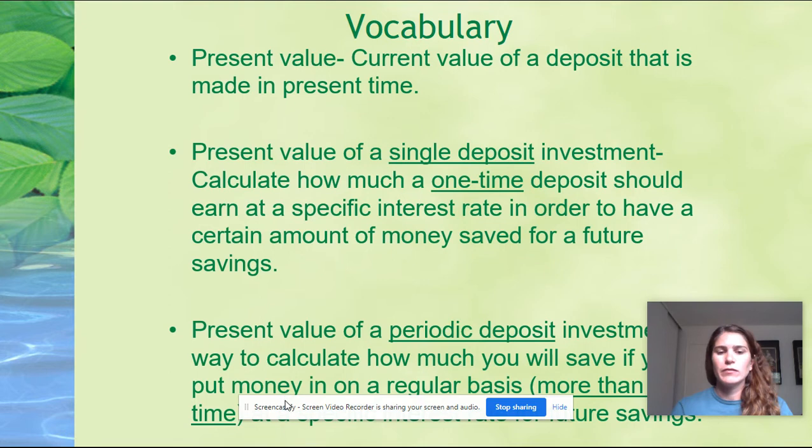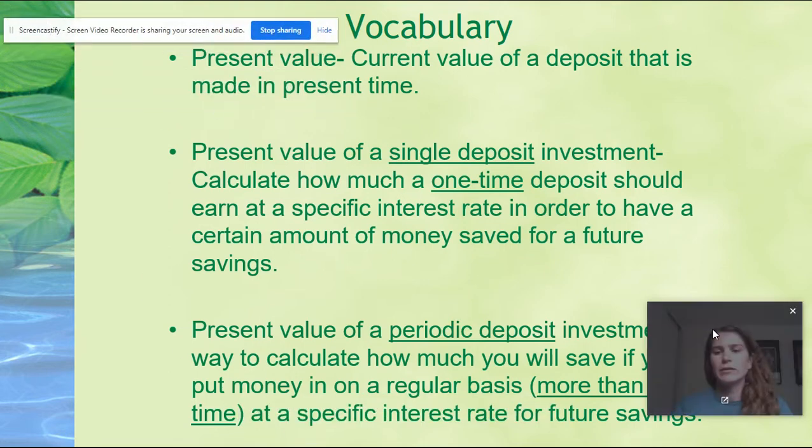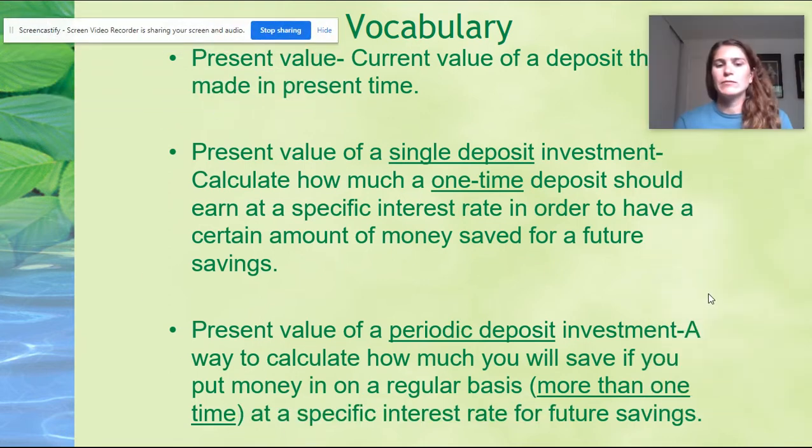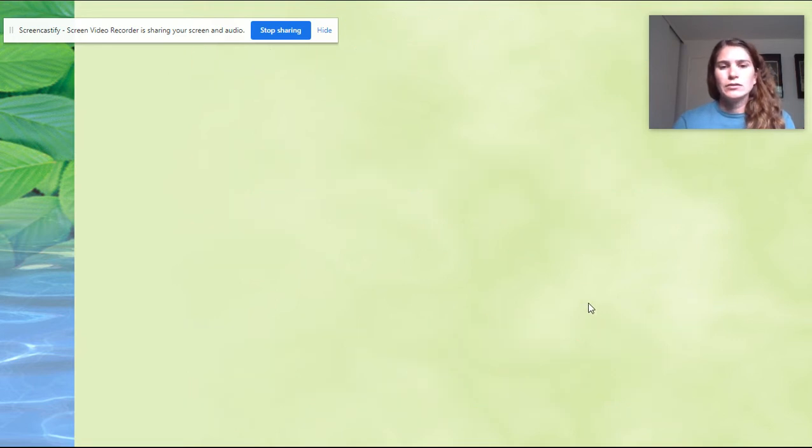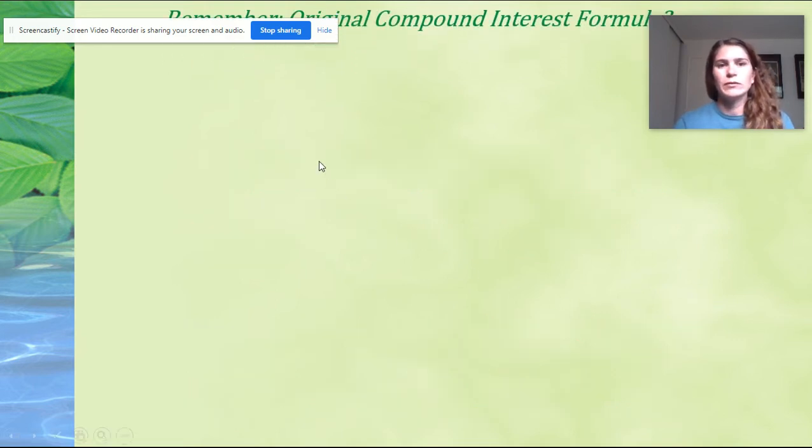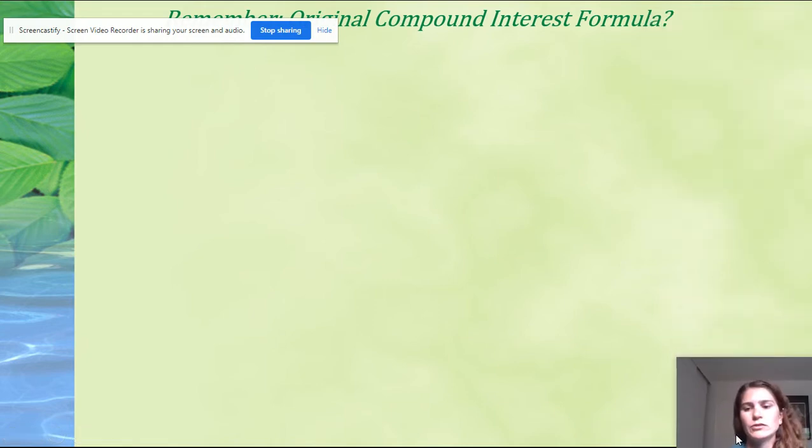The present value of a periodic deposit means that a periodic investment is going to calculate how much money I will save if I put money in on a regular basis. So I'm going to be putting in money monthly, multiple times, and that means periodic deposits. Again, I'm going to see how much that interest rate will help me get my future savings if I put money in now, how much I'm putting in monthly, and how much it's going to actually save. So then our next one, remember our original compound interest formula.